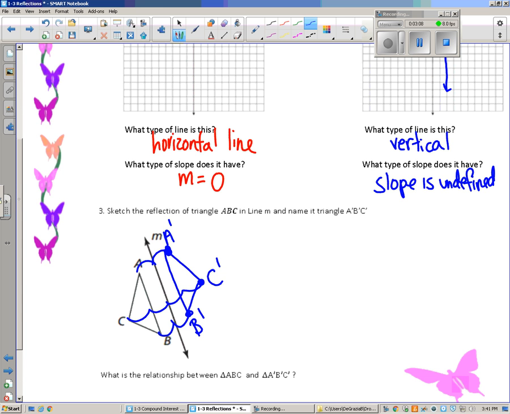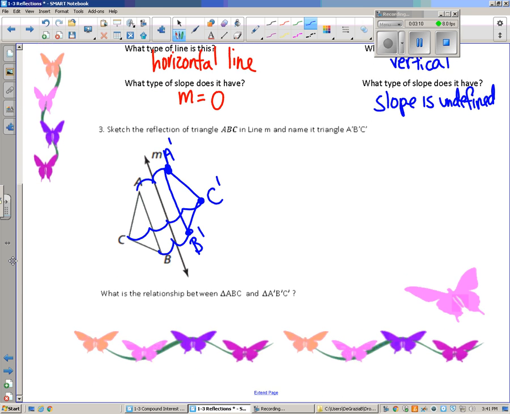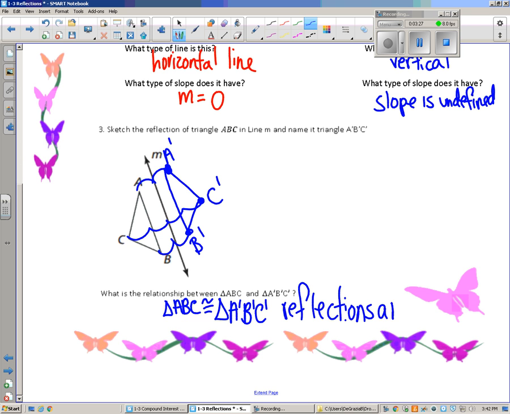And we know from the first day of school when we learned about rigid motions that the relationship between triangle ABC and A prime, B prime, C prime is that they are congruent. Because reflections are rigid motions. So that's the big background for this video. If you need to rewatch any of that, please feel free to do that because we have to know what these lines look like. But if you're ready to continue on, we're going to look at what it means to be a reflection.